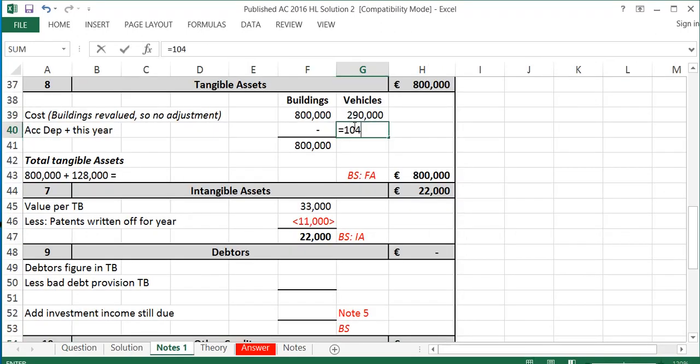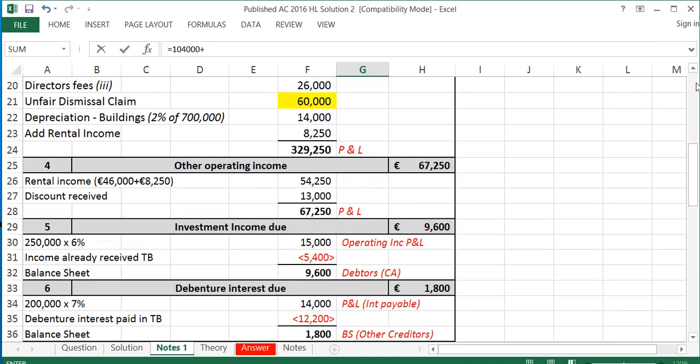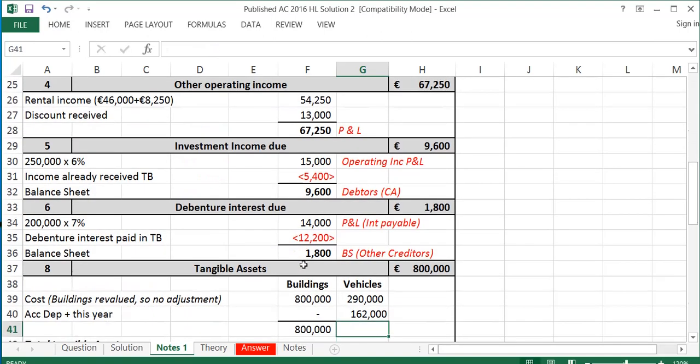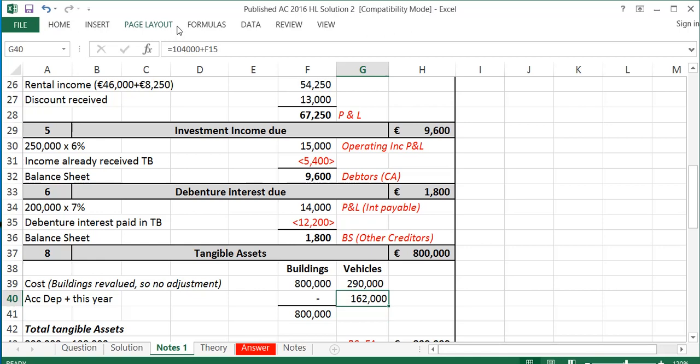So that's 104,000. But I also need to add on this year's depreciation of vehicles, which I will get from above here. I've included it in my distribution costs, so it's 58,000. So my total accumulated depreciation is 162,000, and because that's depreciation, it's reducing my cost. I'm going to put that in as a minus, which leaves me with a net book value of 128,000 for vehicles.